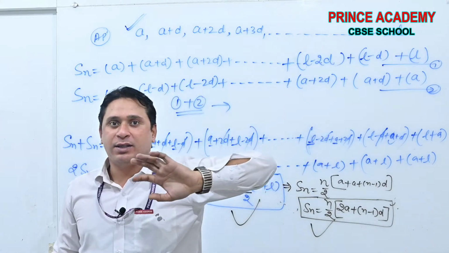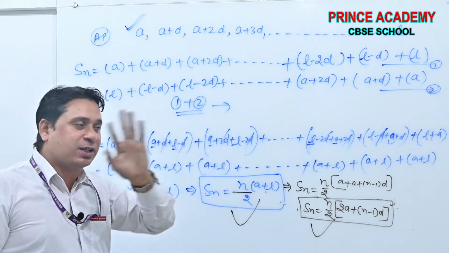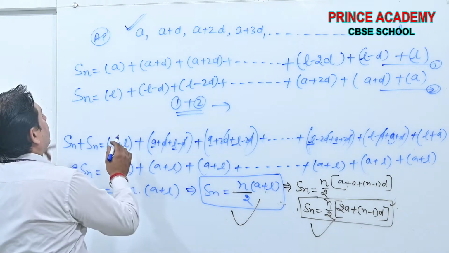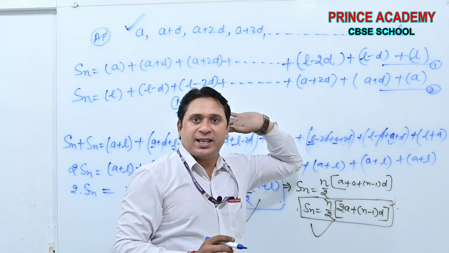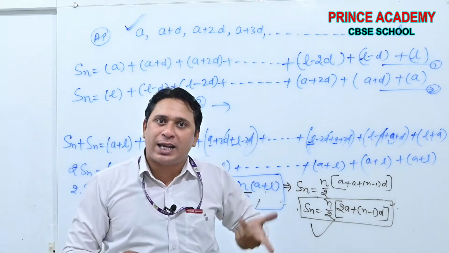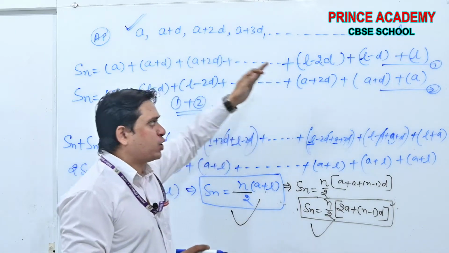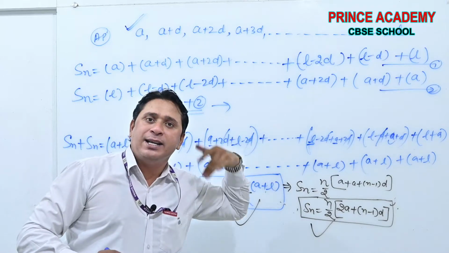This is the definition. In different sources, different definitions are there, don't worry. Now see, we made this series. Now Sn can be written as 1 plus 2, 2 plus 1, both are equal. Then we change the position. We exchange the position of the first and the last term and so on.